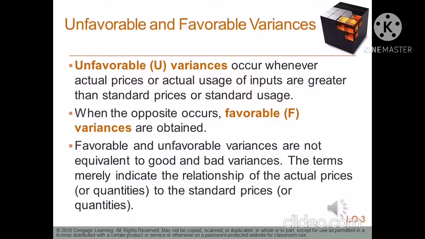Here are unfavorable and favorable variances. Unfavorable variances occur whenever the actual price or actual usage of inputs is greater than the standard price or standard usage. Basically, when actual is greater than standard, it is unfavorable. When the opposite occurs, favorable variances are obtained, when standard is greater than actual. Favorable and unfavorable variances are not equivalent to good and bad variances. The terms merely indicate the relationship of the actual price to the standard price.